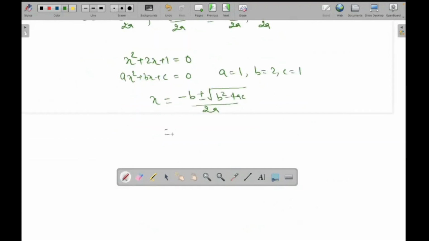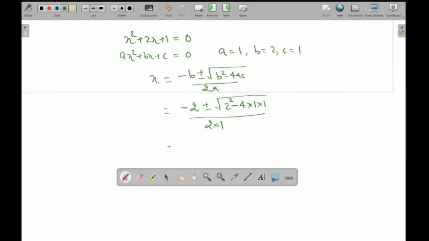Now let's put the values here. When I put b as 2, b square is going to be 2 square. 4 into a, which is 1, c is going to be 1. Now this is going to be 2 into 1 because a is 1. Now this will become minus 2 plus minus, this will become 4 minus 4, divided by 2, which will become minus 2 plus minus 0 divided by 2, which is nothing but minus 2 by 2, which is going to be minus 1.